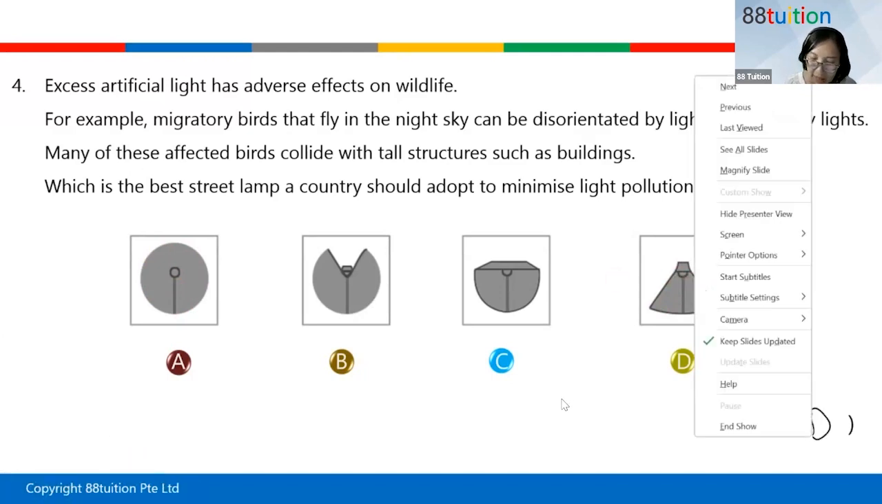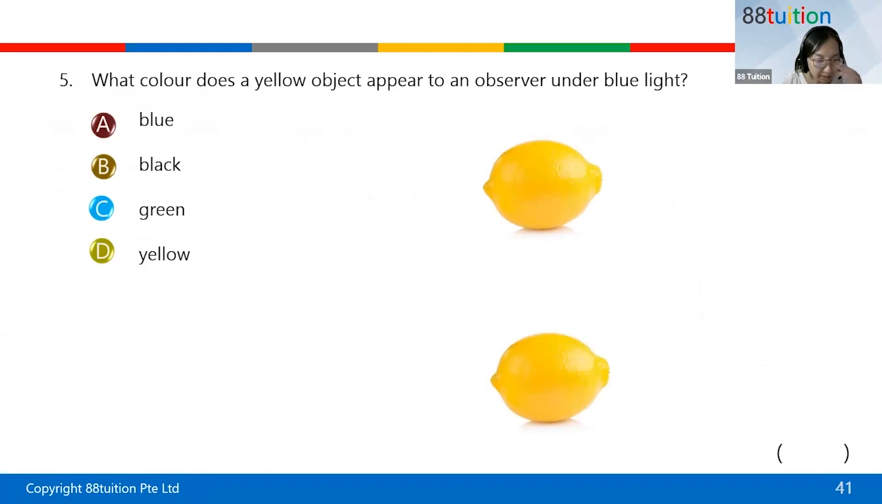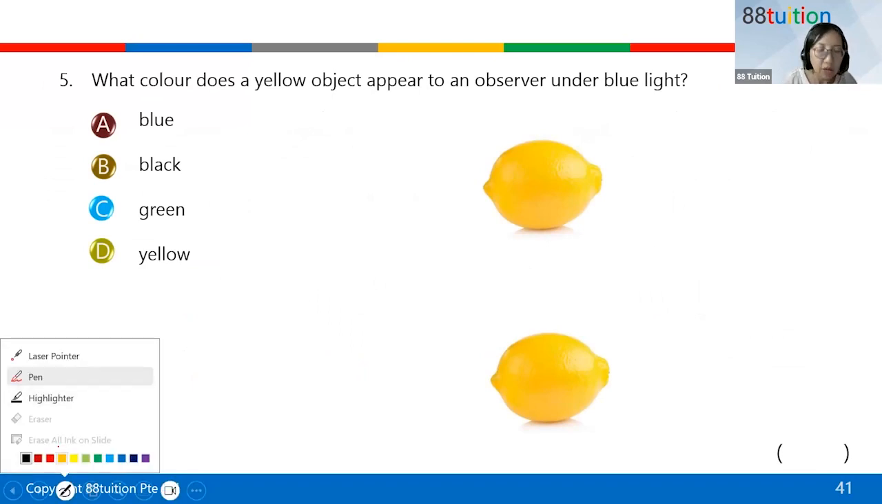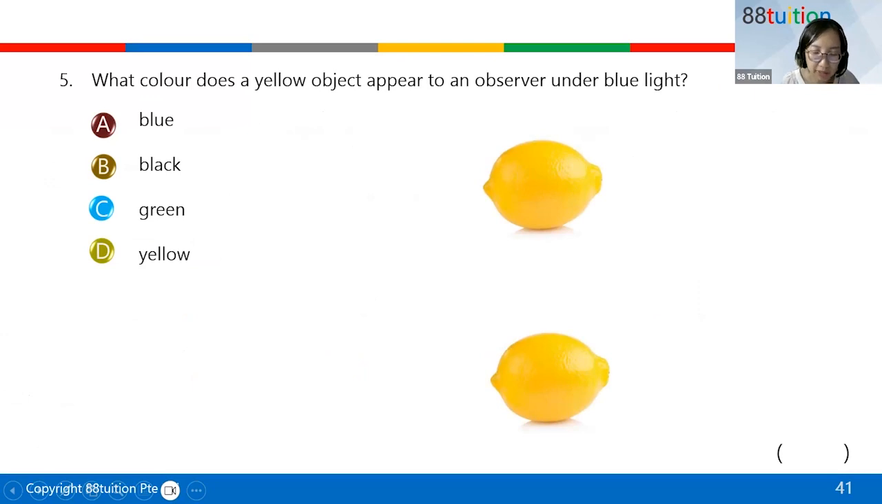Okay. All right. Let's move on. Question 5. Okay. What color does a yellow object appear to an observer under blue light?